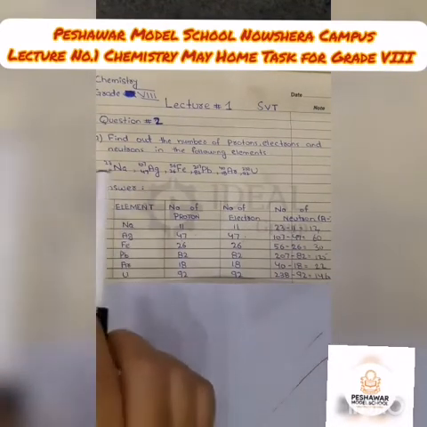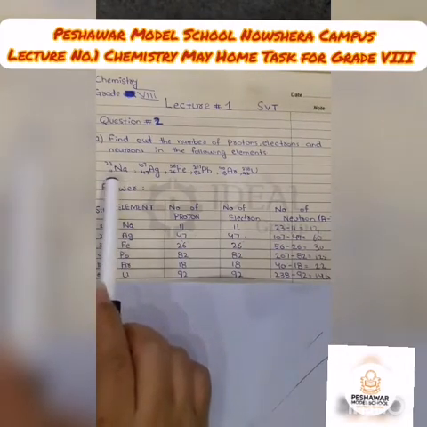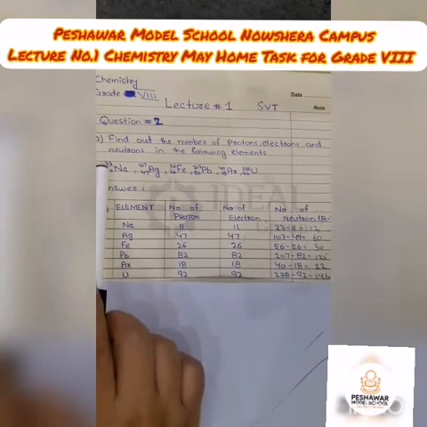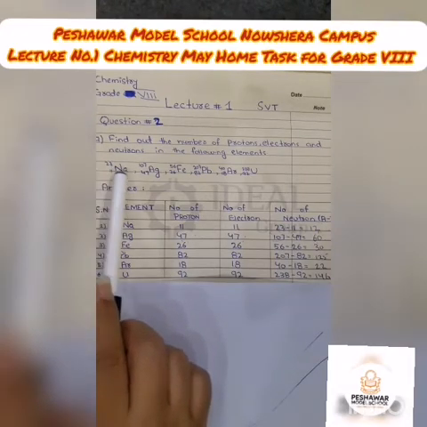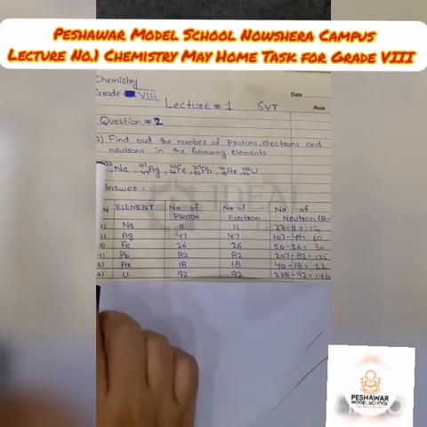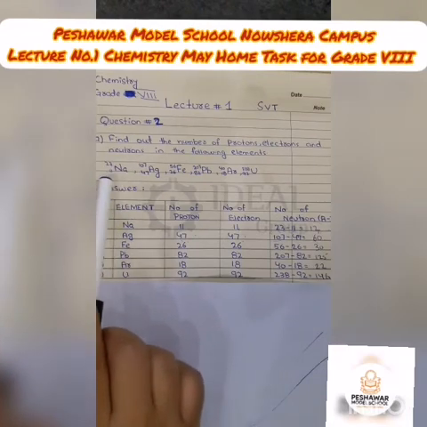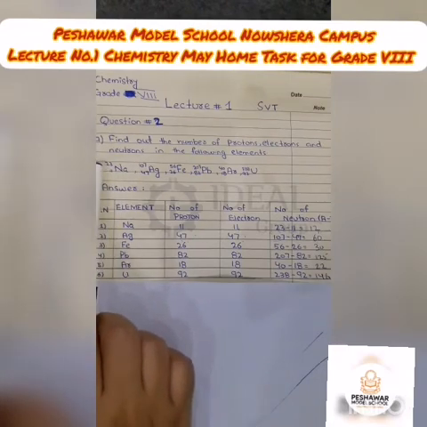Number one element is sodium. Sodium atomic number is 11 and atomic mass is 23. The atomic number is always written below the symbol of an element and the atomic mass is always written above the symbol of an element. Sodium atomic number is 11 and mass number is 23.